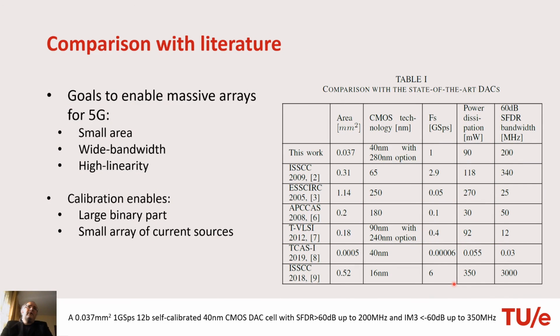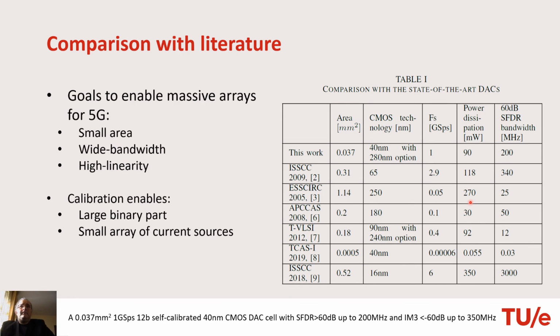Then to compare with literature, I have this table. So our goals for this design, to enable, for example, massive arrays for 5G, for digital beamforming, we need small area because we want massive arrays integrated in a single chip. We want wide bandwidth and high linearity because these are for telecom, for wireless communication.